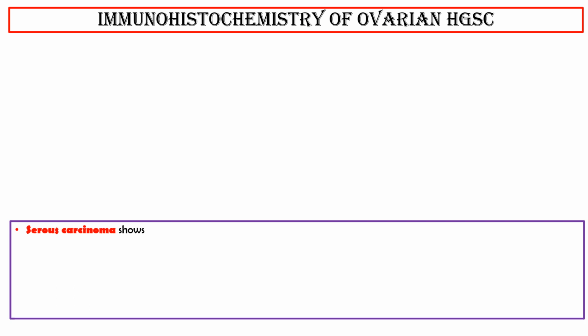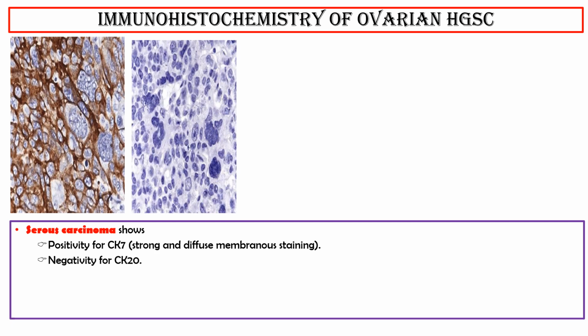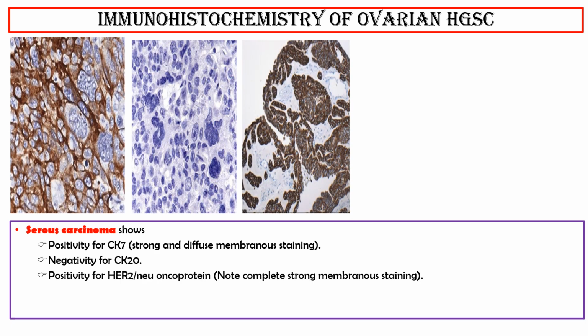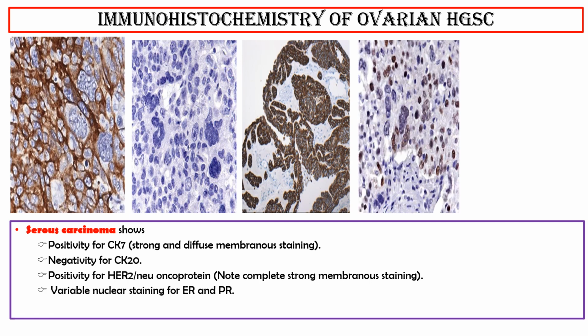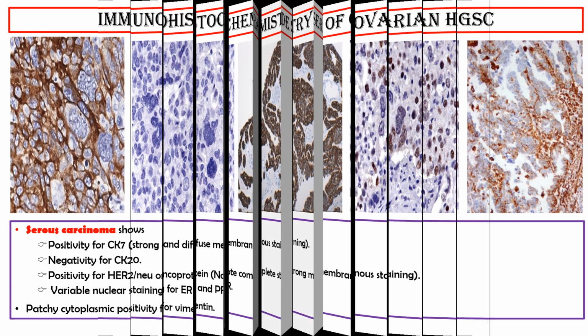Serous carcinoma also shows positivity for CK, strong and diffuse membranous staining, negativity for CK20, positivity for HER2/neu oncoprotein, not complete strong membranous staining, variable nuclear staining for ER and PR, and patchy cytoplasmic positivity for vimentin.